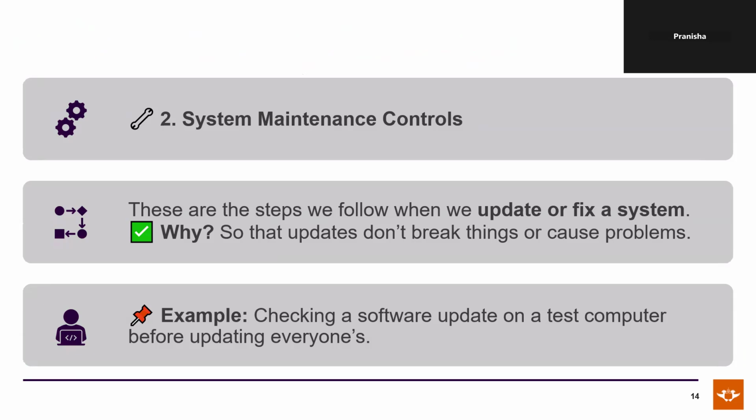If we look at an example, when we are updating or fixing a particular system, these are considered to be changes, but we want to make sure that we have controls in place so that things do not break, there are no problems, and ultimately that system is being run properly. The example here is checking software updates on a test computer before updating everyone else's. So the checking is a control that we can implement to ensure that the change was carried out effectively.